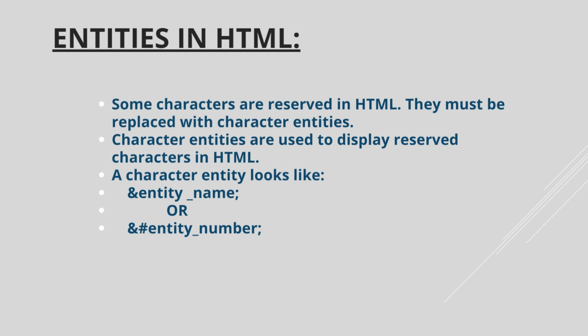Then come the entities in HTML. In entities, some characters are reserved in HTML, so they must be replaced with character entities. Character entities are used to display the reserved characters in HTML. A character entity looks like an ampersand followed by an entity name, or an ampersand, hash and entity number.